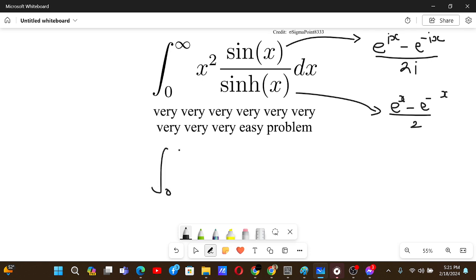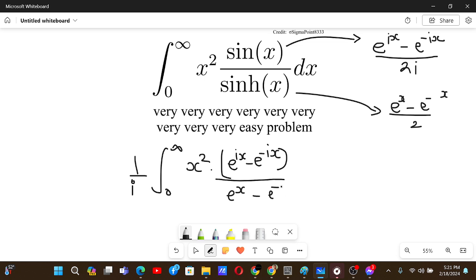If we do that, we get the integral from 0 to infinity of x square times, over here we will have e to the power ix minus e to the power minus ix. And 2 cancels out, so we have 1 by i over here. And for the sinh x, we basically have e to the power x minus e to the power minus x dx. Now what can be the next thing?